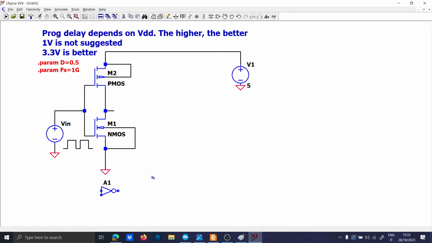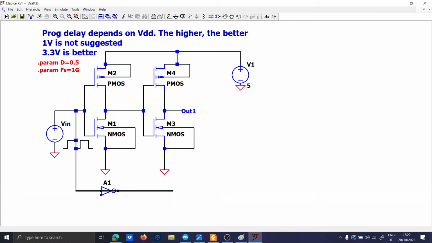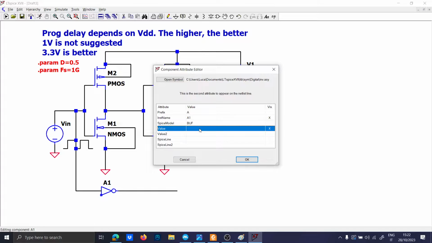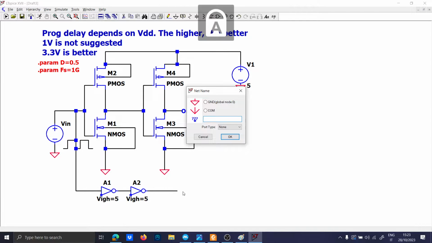Let me do this, and this is a buffer, so that we can make an easy comparison between the input and the output. This will be out 1, and let's connect also the input voltage to a double series of buffer. Remember that you have to set the value V high equal to 5. Otherwise, you will have 0 and 1. And this is out 2.